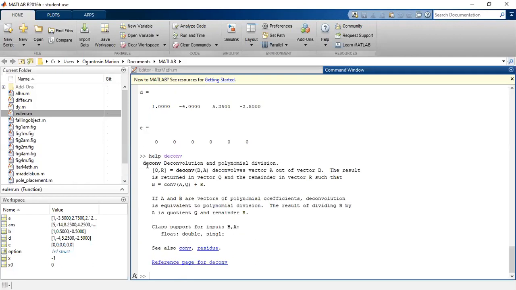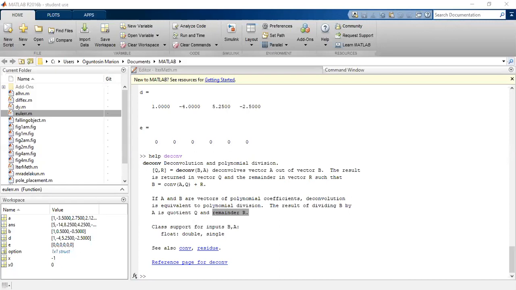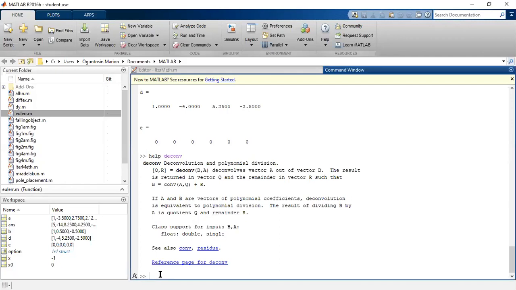Say we want to know how this function works in MATLAB. MATLAB will bring up the documentation, and it divides vector A by vector B. It divides this function by this function. Then this is the result, and this is the remainder. So Q is the quotient, then R is the remainder.